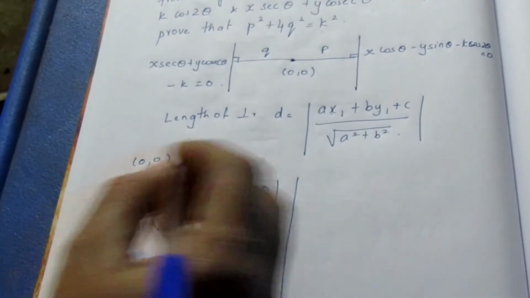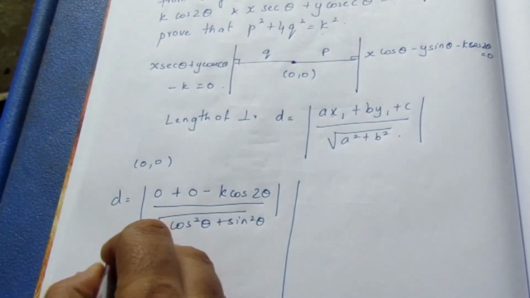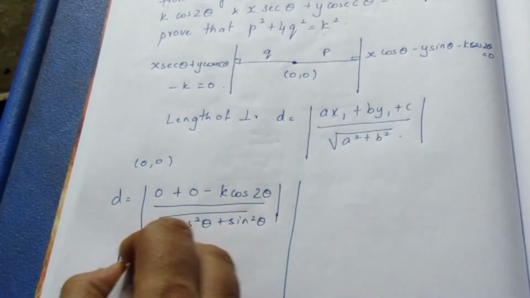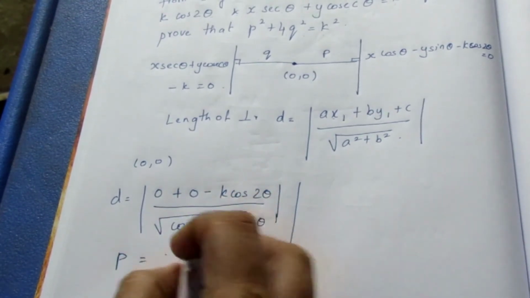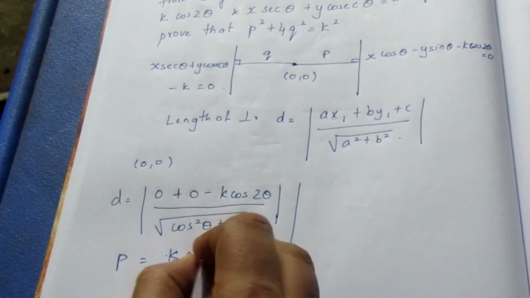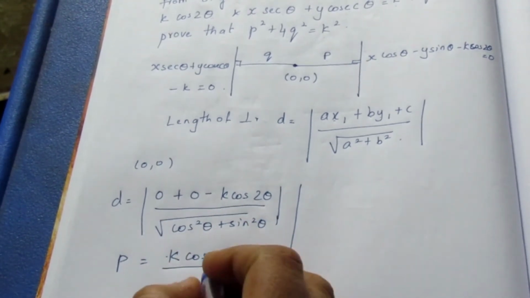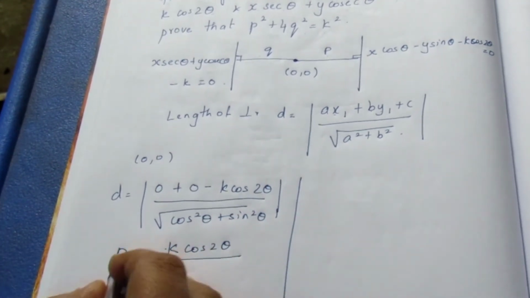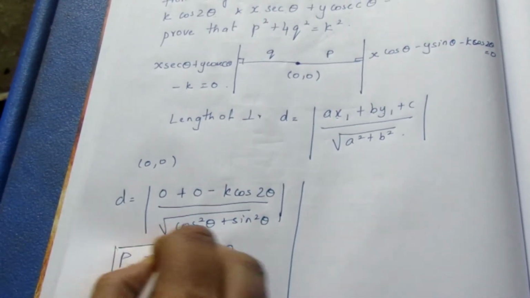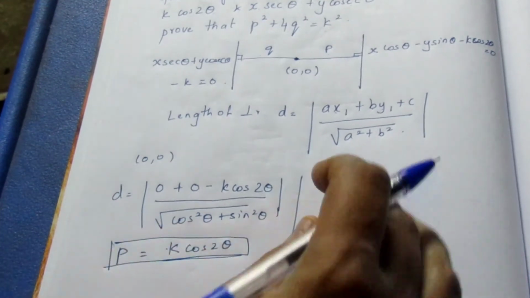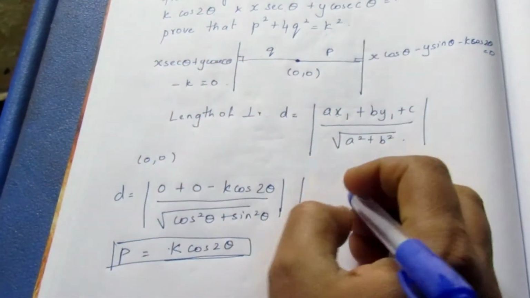Instead of d we can substitute p, as p is the length of the perpendicular. So here p is equal to, minus will become plus, taking mod outside it becomes k cos 2 theta by 1. So leave the 1. Now we got the p value to be k cos 2 theta.